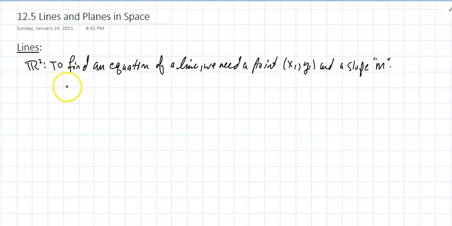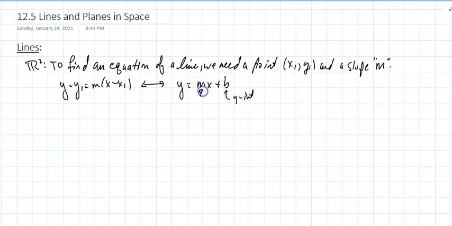And we would work out y minus y1 equal m into x minus x1, or this is point slope form, y equal mx plus b, in which this is the y-intercept and this is the slope.